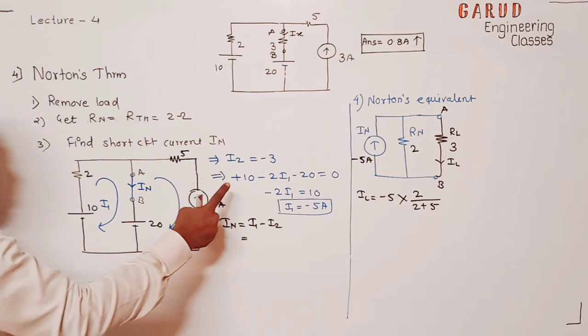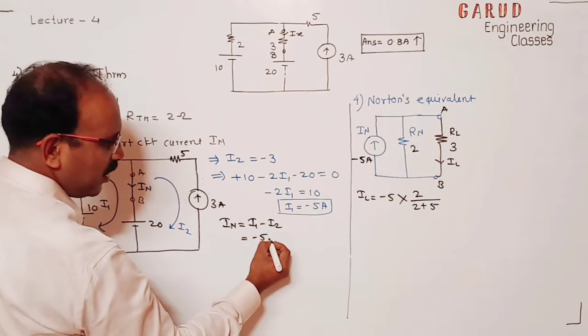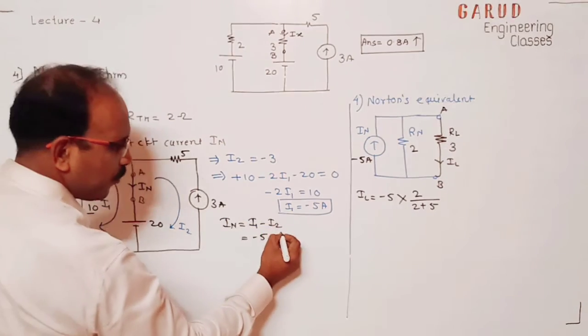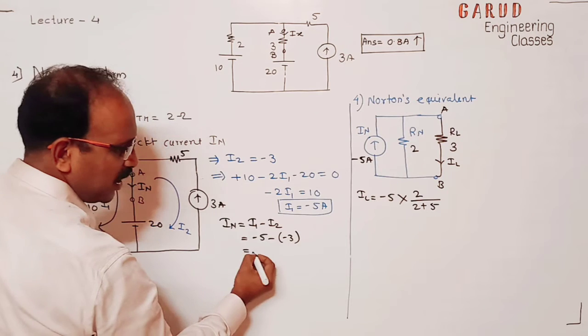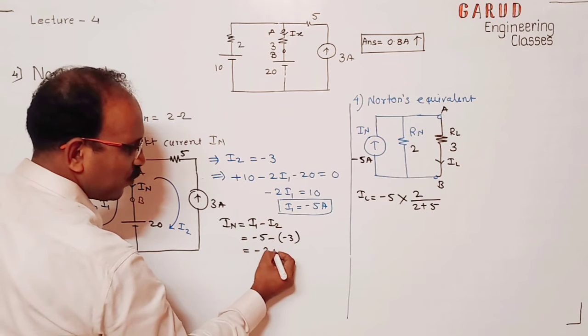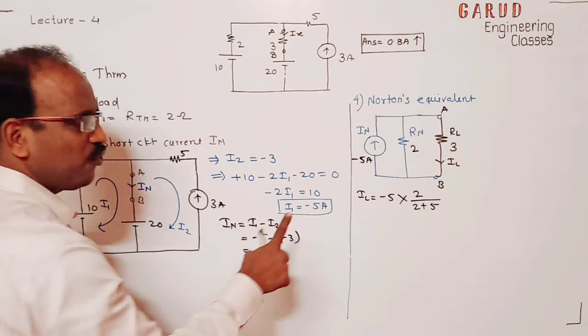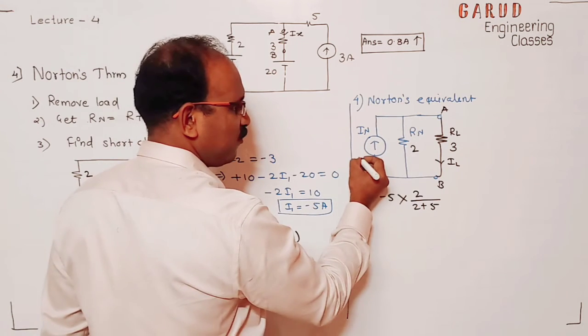First minus second. So what is I1? It is minus 5. What is I2? Minus 3. So minus 5 minus minus 3 will be plus 3, giving minus 2 ampere. Norton current is minus 2 ampere. This is not 5 ampere, it is minus 2 ampere.